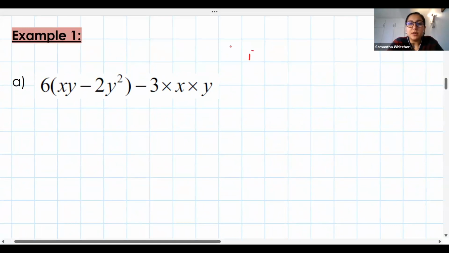So we've spoken about these 3 steps quite a few times, but if you can do these 3 things, you should be able to simplify any algebraic expression that you have going on.